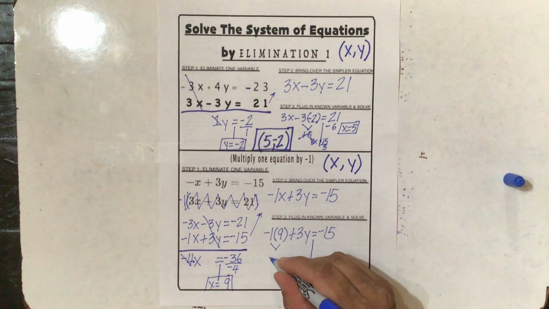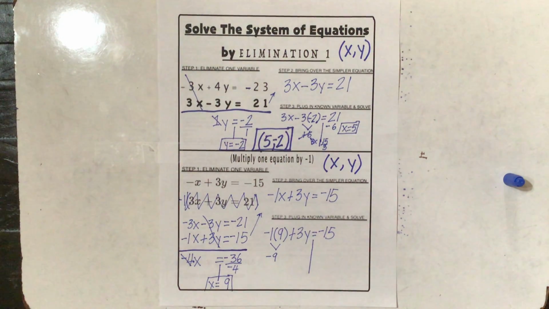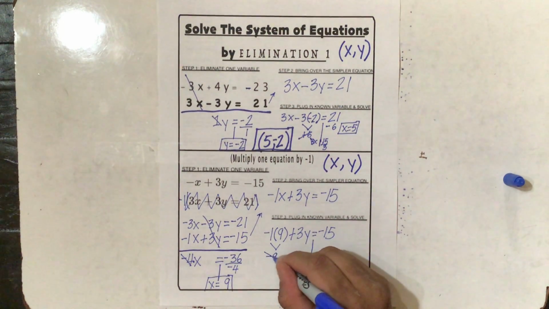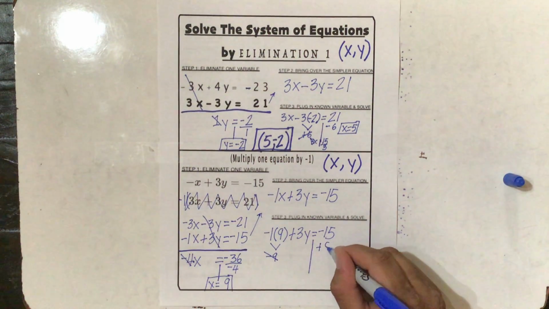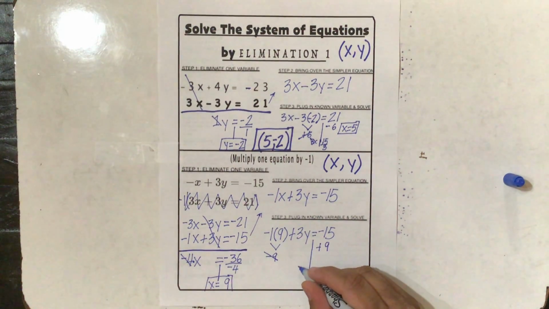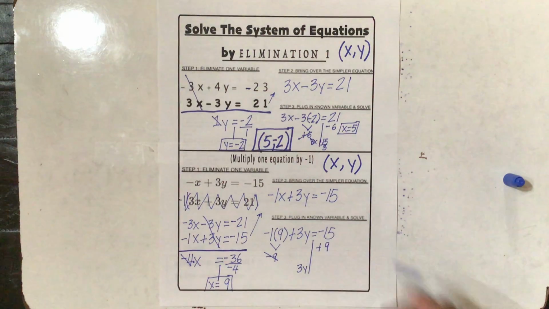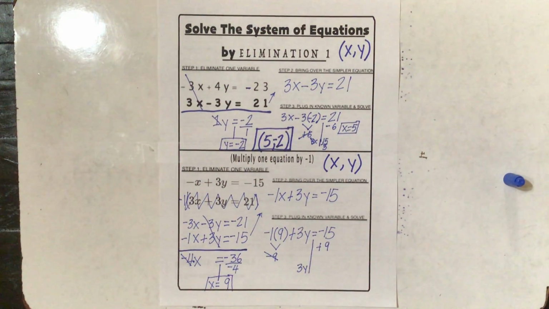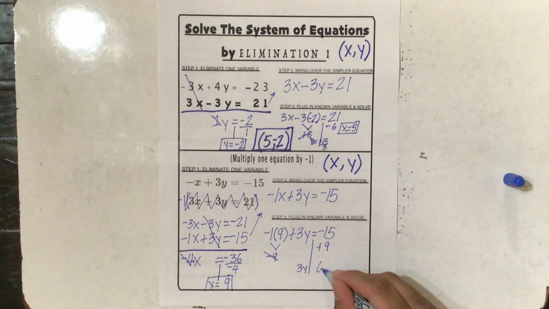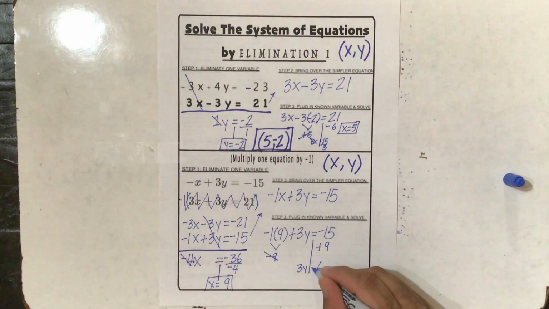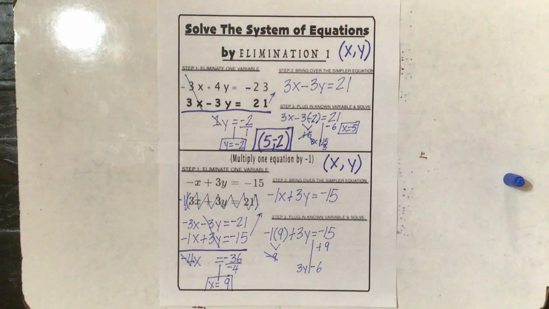Negative 1 times 9 is negative 9. I immediately have to move this negative 9 over here. The opposite of minus 9 is plus 9. Now I still have my 3y here like that. Negative 15 and positive 9 are not the same sign, so I subtract. 15 minus 9 is 6. And 15 is bigger and 15 is a negative, so my 6 is a negative as well.